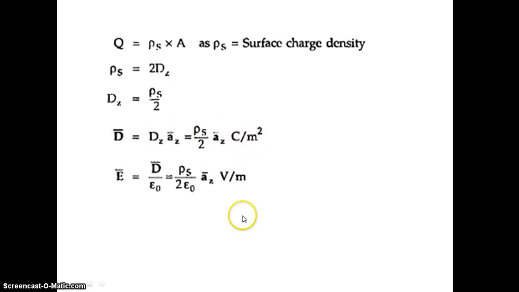This also we have already proved: the flux density due to an infinite sheet of charge is rho s by 2, and for field intensity it is rho s by 2 epsilon. So we are able to prove this using Gauss law. This completes the topic. Thank you.